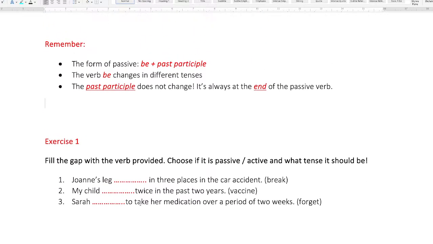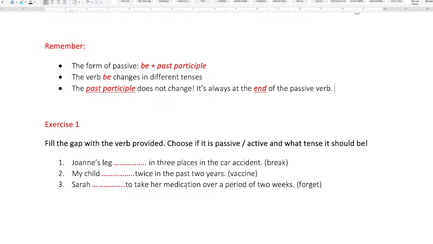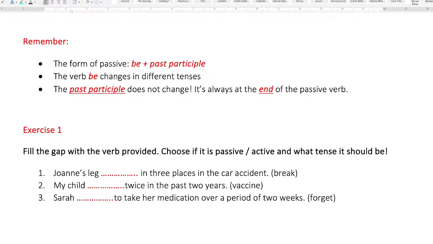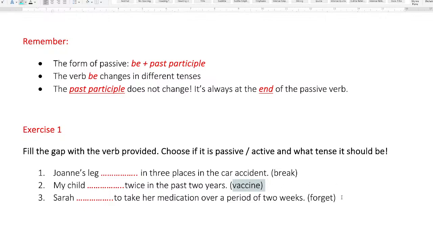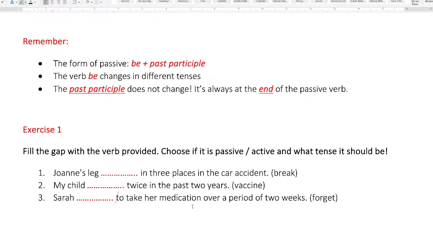I want you to choose: should it be active? Should it be passive? And what tense should it be? Remembering these things here. You've got the verb at the end of the sentence, or a word at the end which gives you the clue, which will enable you to put the right thing in here. You have to choose: is it active, is it passive, and what tense should I use? So if I put 1 minute on the clock, let's see what happens. Starting now.